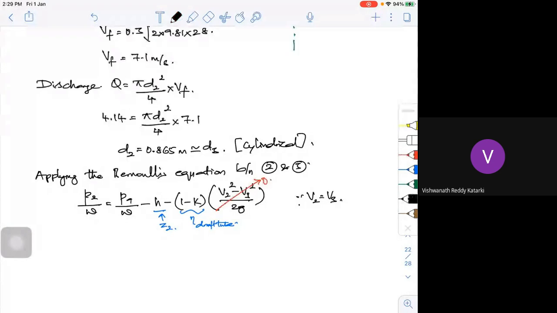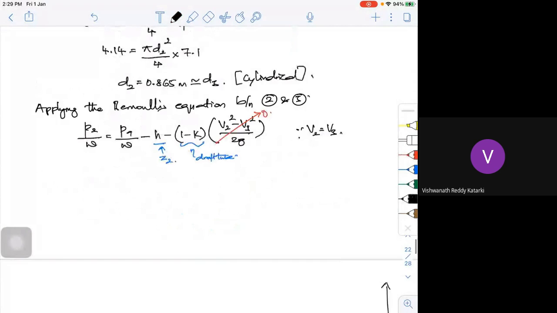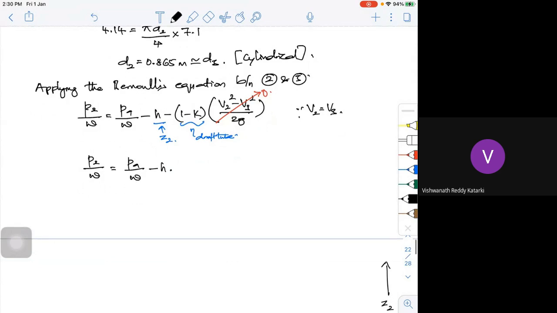What I am left with in that case is the formula P2 by omega is equal to PA by omega minus H. That's all. So what is your PA by omega? PA by omega means your atmospheric pressure divided by 9810. If you refer to any standard fluid mechanics textbook, that number is the pressure at sea level. What is P2 by omega?